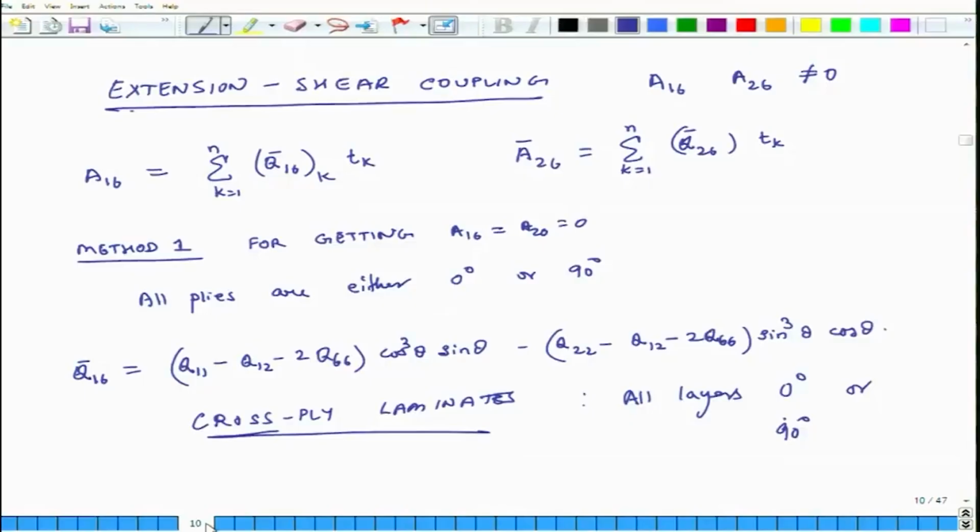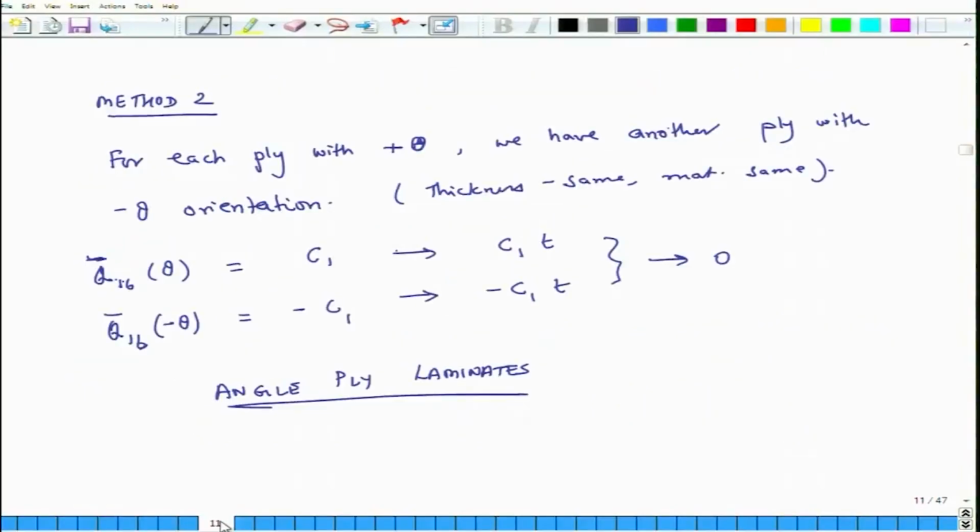One more thing I would like to say in this context is that if A16 is equal to 0 and also A26, then what does it mean? That if I have a flat plate and if I pull it, it will only exhibit extensional strains, it will not exhibit shear strains. And similarly, if I have a flat plate and I apply shear stresses on it, it will only exhibit shear strains, it will not exhibit extensional strains.